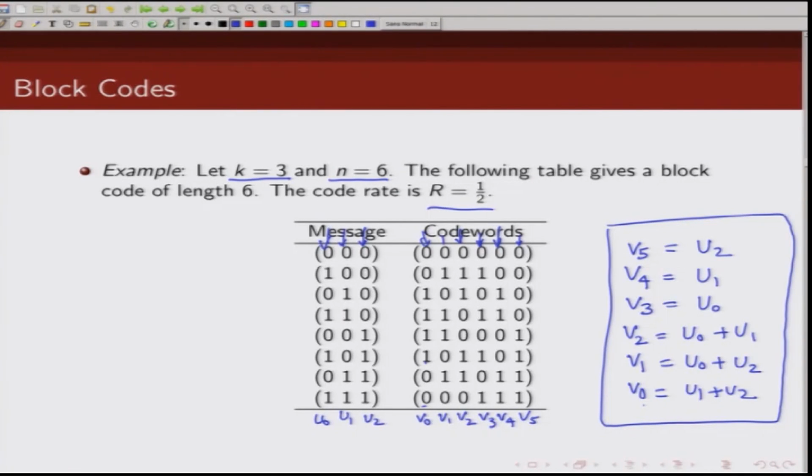Okay. So, again to recap, in block codes we partition our information sequence into blocks of k bits, and we map these k bits into blocks of n bits, and this mapping is memoryless. In other words, how we map these k bits does not depend on how we have mapped the previous blocks of k bits.